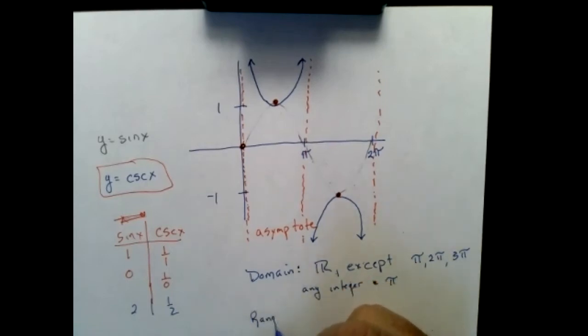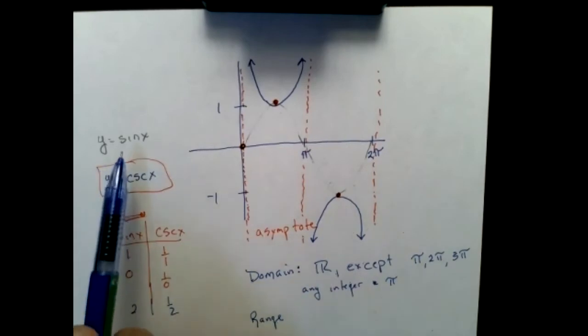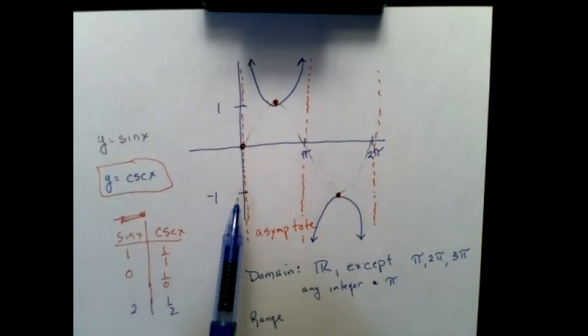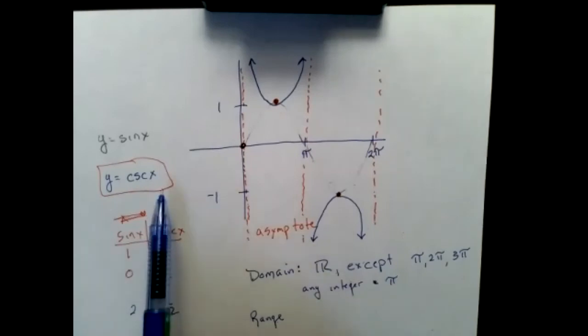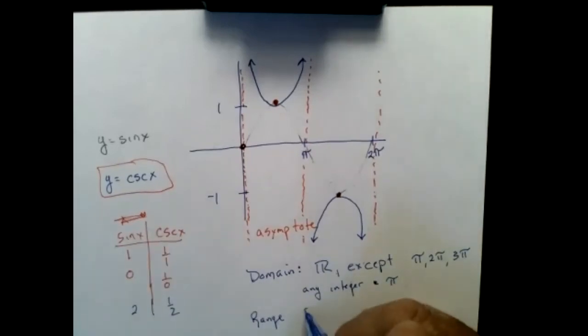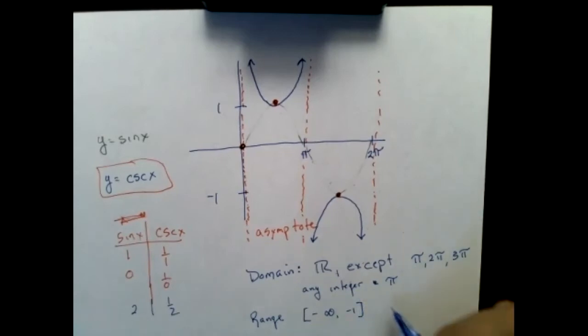My range, well, my range for sine was what's between 1 and -1. My range for cosecant is going to be -infinity down to -1, including -1, union with 1 all the way up to positive infinity. And usually with infinities, we just put a round bracket. So it's everything from -infinity to -1, and then from 1 to infinity.